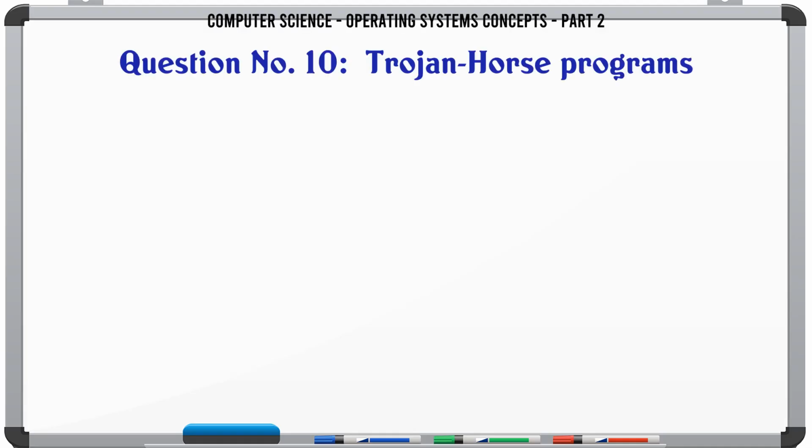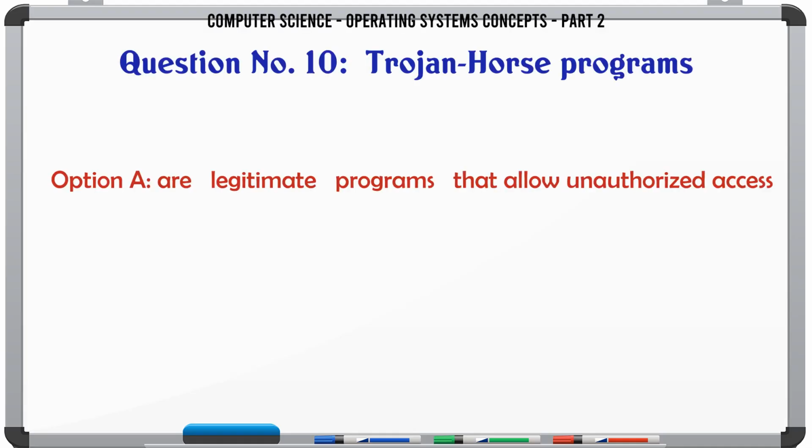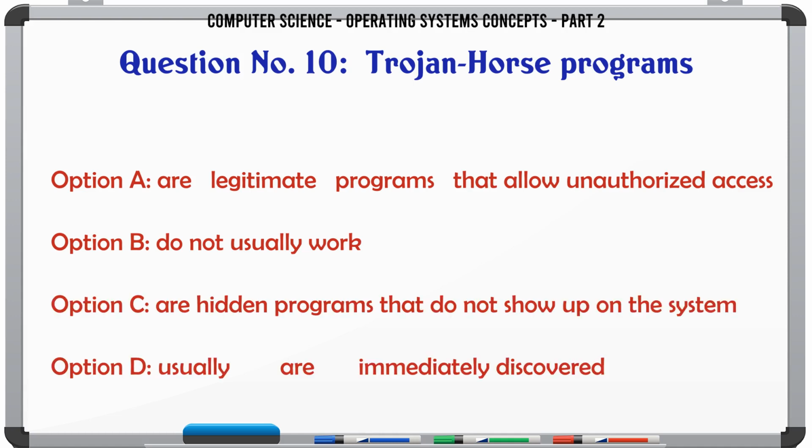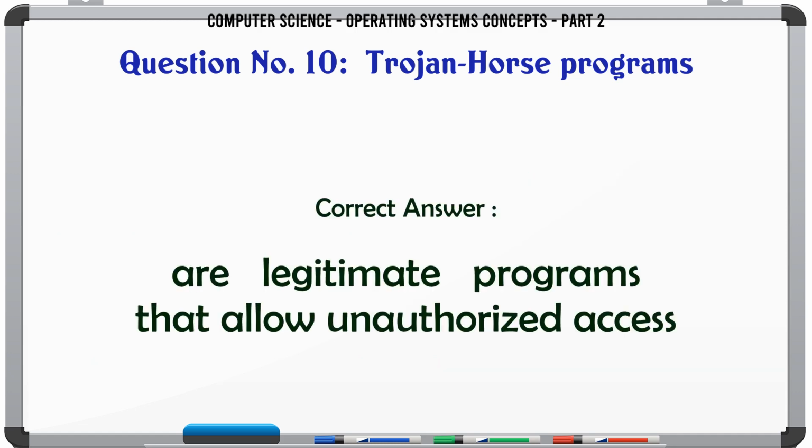Trojan-Horse programs: A. are legitimate programs that allow unauthorized access, B. do not usually work, C. are hidden programs that do not show up on the system, D. usually are immediately discovered. The correct answer is are legitimate programs that allow unauthorized access.